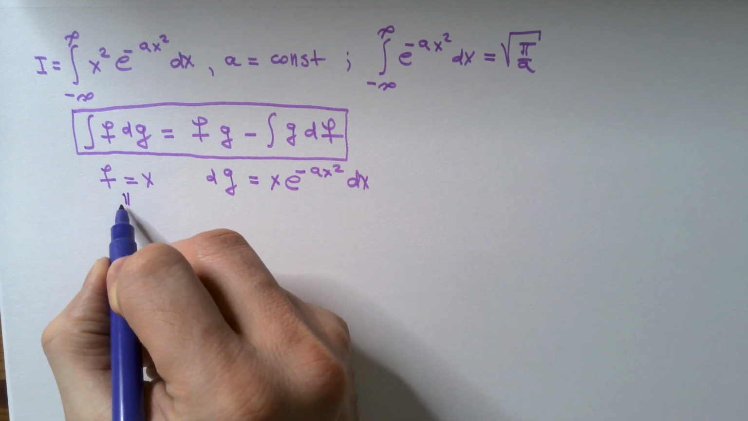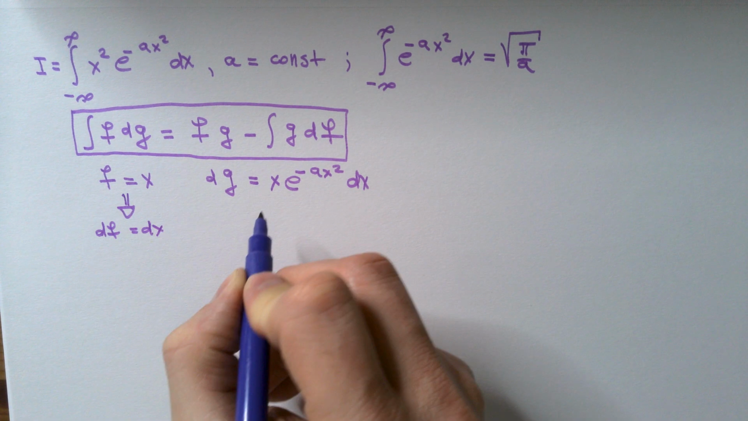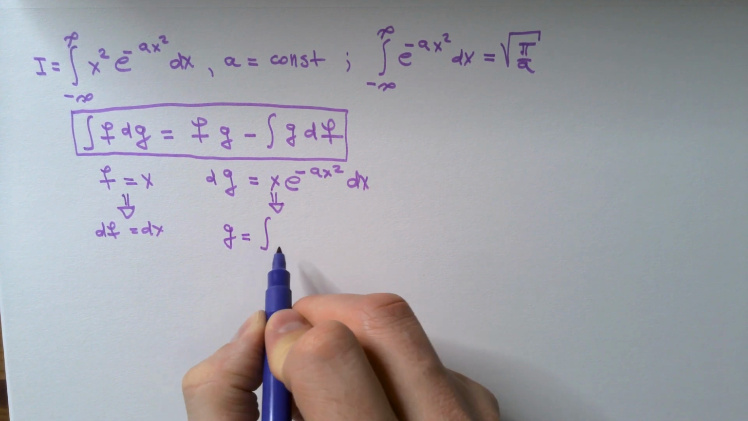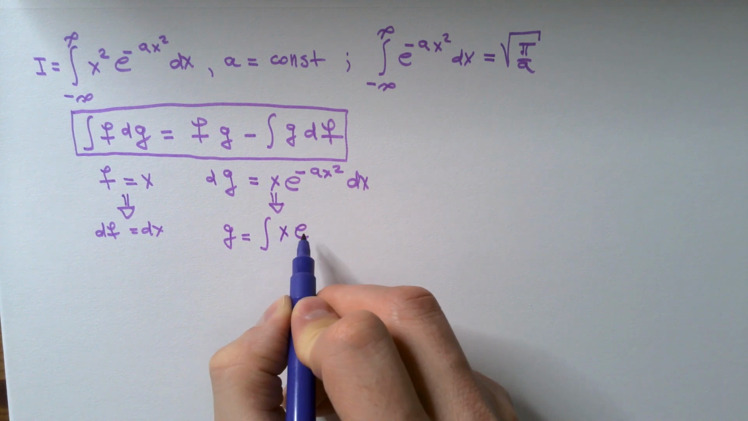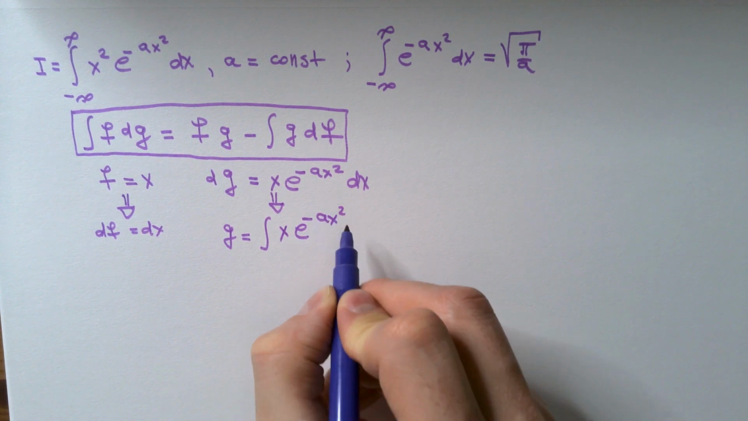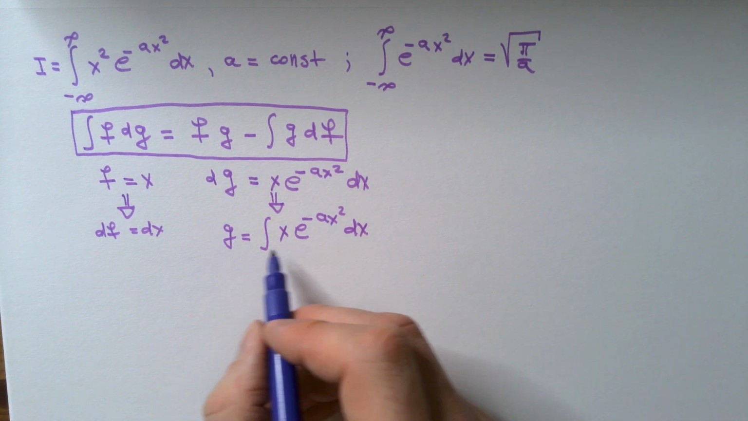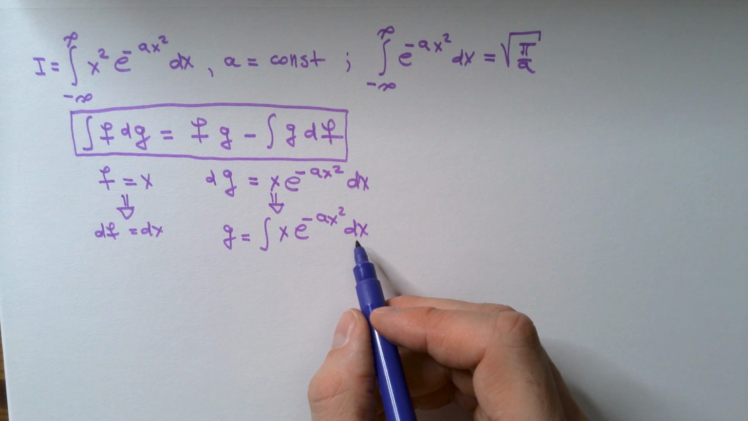Well, df from here is very simple. df is dx. But we also need g, which means we need to integrate this, and g would be equal to the integral of x e to the negative ax squared dx. Which means we now need to solve this integral over here.